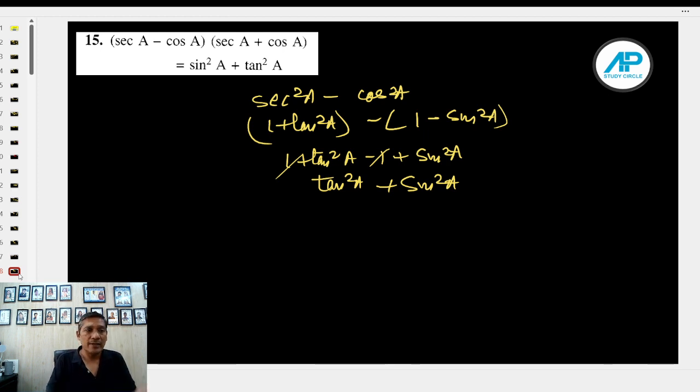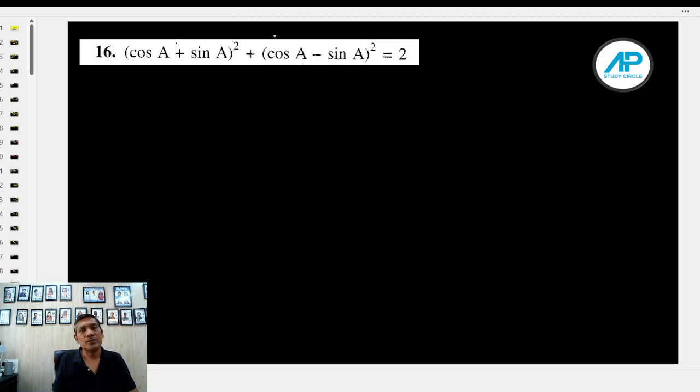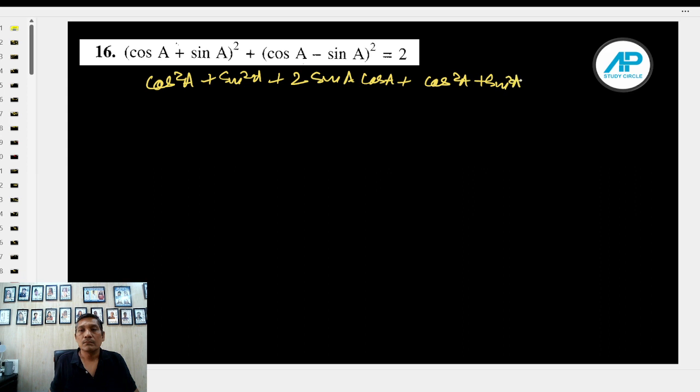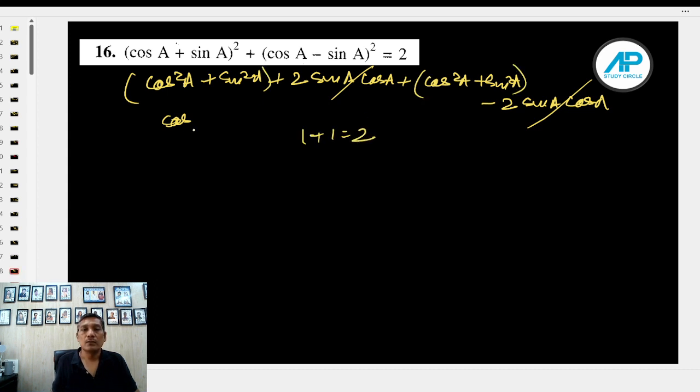You can see we are on 15 question and by now I don't think that you are facing any difficulty in any kind of question. You got two squares. This is 1, this is 1. 1 plus 1, 2 is the answer.